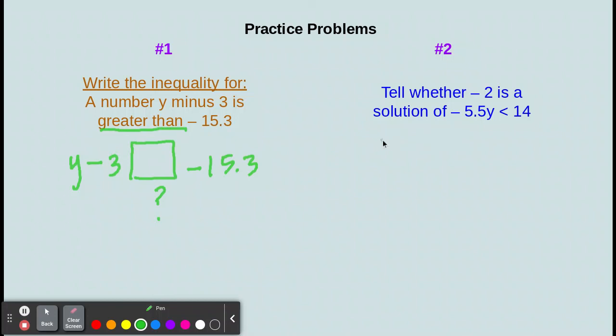Okay, now number 2. Tell whether -2 is a solution of negative 5.5y less than 14. Okay, so let's plug in our -2. So negative 5.5 times -2. Is that less than 14? If it is less than 14, then it is a solution. If it is not less than 14, then it is not a solution. So you can now do that calculation and figure out if -2 is a solution or not.